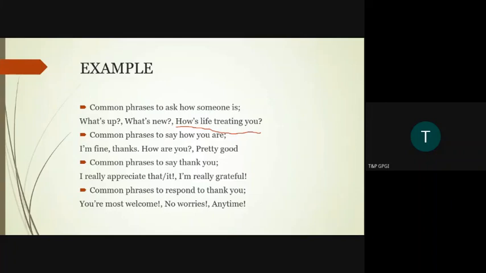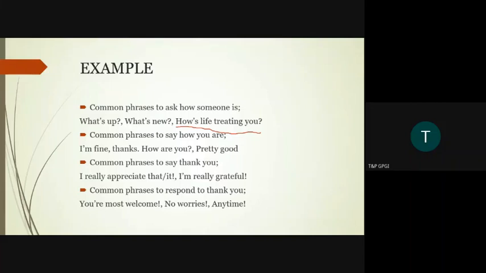Another one is, what have you been up to recently? I hope you all are writing it down because I haven't written everything, so you should know better. Okay, so now let's talk about some common phrases.